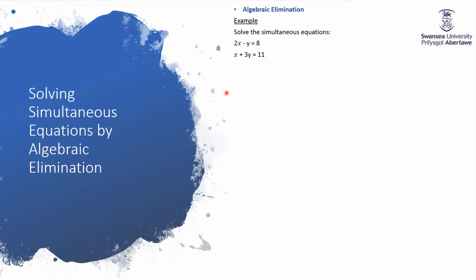Algebraic elimination. Here's an example. So here we're asked to solve the simultaneous equations 2x minus y equals 8, and x plus 3y equals 11. So, the first part of the solution. First, we need to label the equations 1 and 2, and then compare them. So here we've labelled the first one 1, and the second one 2.